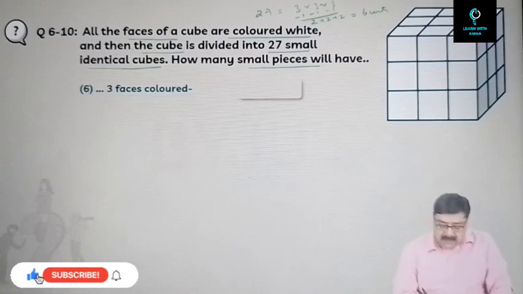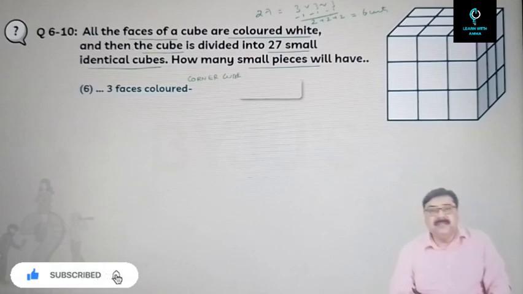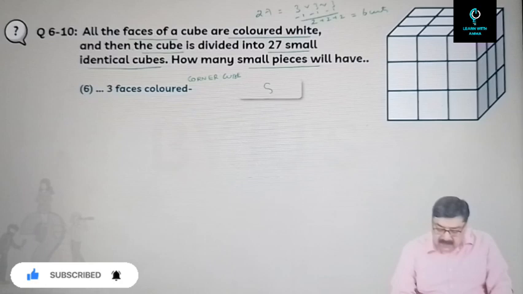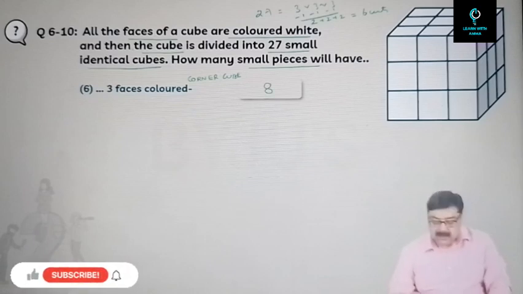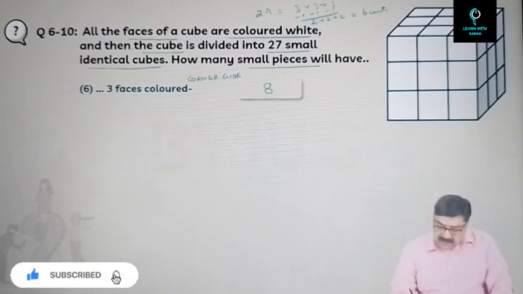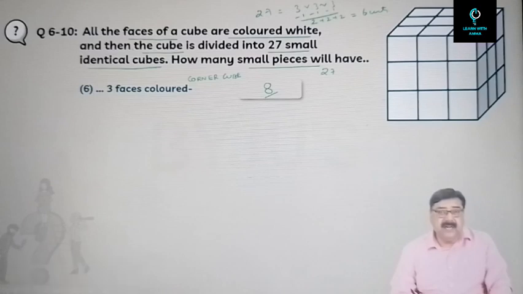Well, you know that this is a corner cube or a corner piece, and it will always be 8 in number because there are 8 corners to a cube. So there will be 8 pieces which will have 3 faces colored. So initially we had 27. We have accounted for these 8. We have identified that these 8 cubes have 3 faces colored. So now remaining are 27 minus 8, that is 19. We are yet to discuss these 19 pieces.